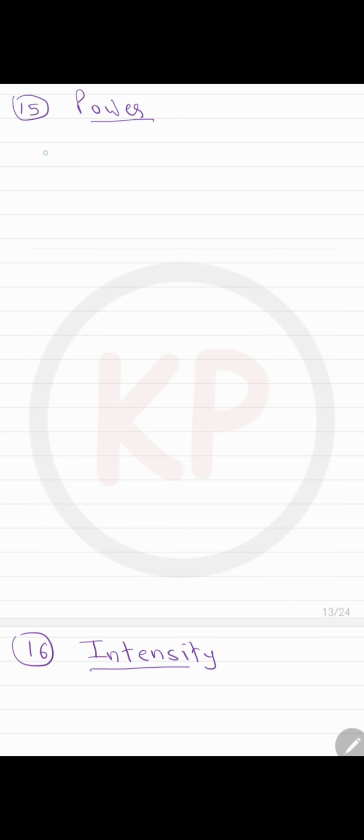Let's see power. Power is very simple. If someone asks you what is the unit of power, then your answer should be: what WATT is the unit of power. The question becomes the answer. So this was a joke, but it was the way to remember the unit of power. What is the unit of power? WATT is the unit of power.